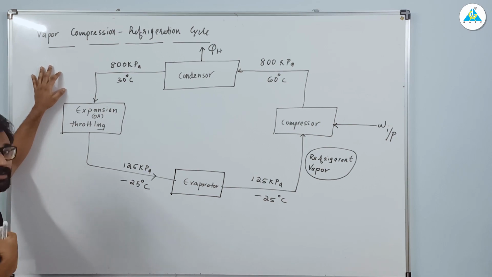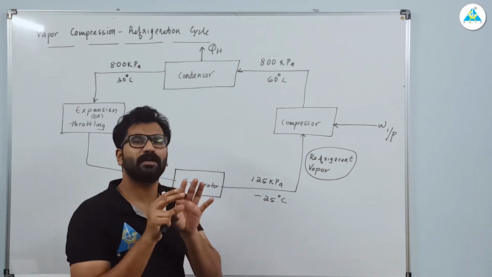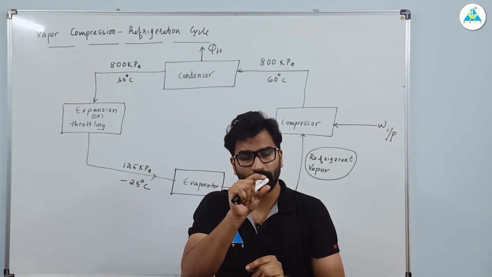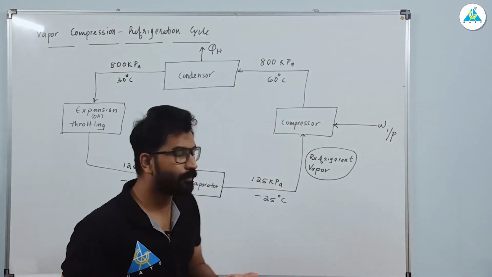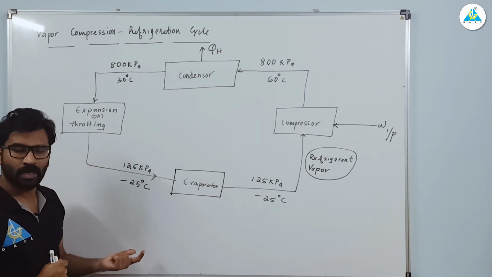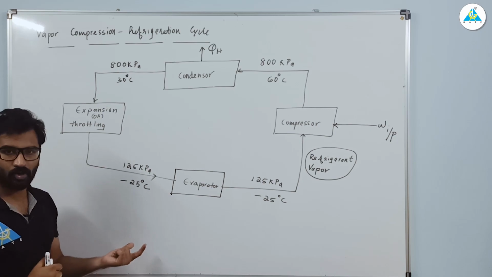So what is happening in throttling? Throttling is like your capillary tube. I hope you remember, throttling is your capillary tube. So when it enters the capillary tube, what will happen? Both the temperature and pressure will drop, right? Both the temperature and pressure will be dropped.